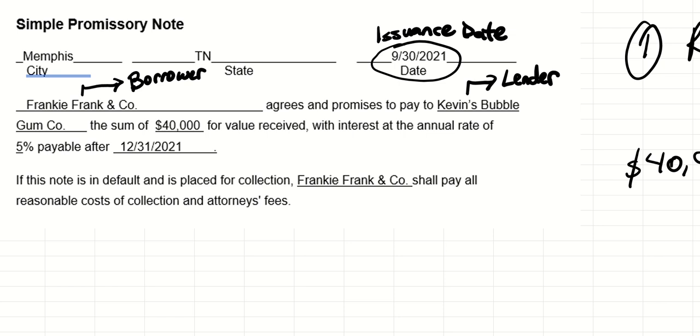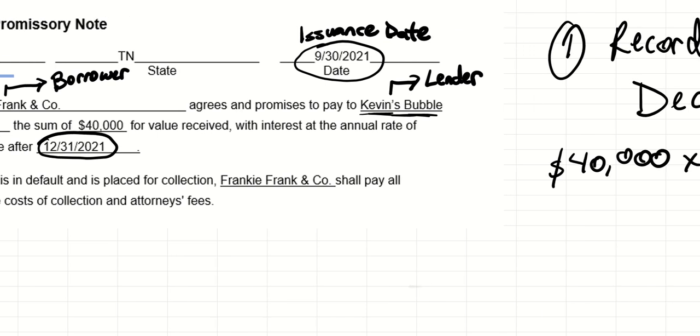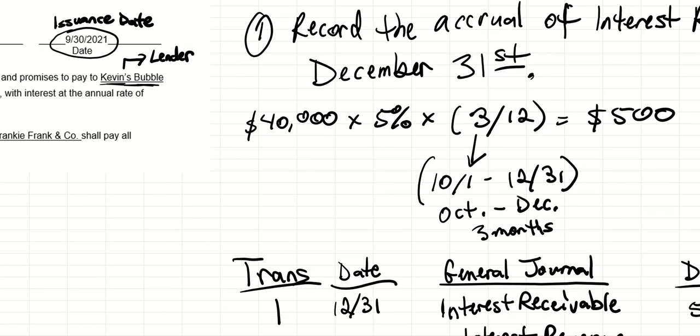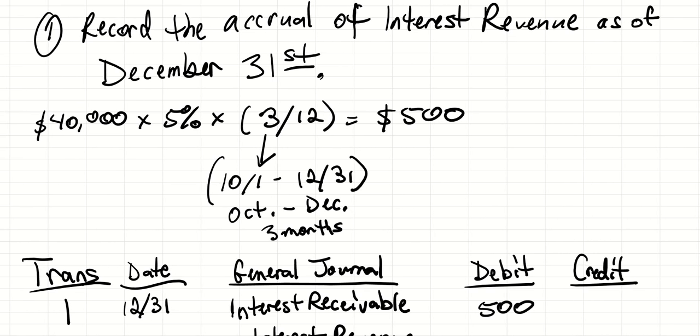So we're pretty much going to be paying attention to Kevin's Bubblegum Company's books. We may actually pay attention to the borrower as well because that's interest expense. So we may end up doing that. But we're really going to focus on the lender for right now. So, now I said the interest is at the annual rate of 5% payable after December 31st. All right. So we don't have to read on to that. What we're going to do here is record the accrual of interest revenue as of December 31st.